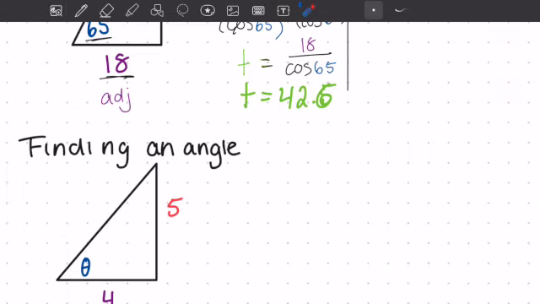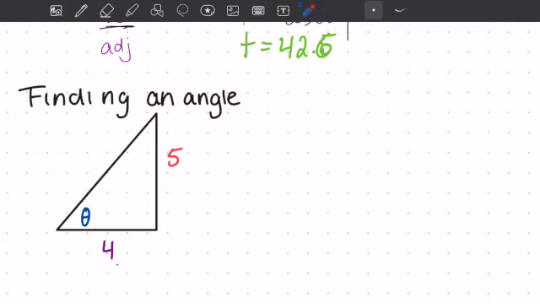Okay, so we've just learned the two different ways to find a side. Now we're going to go over finding an angle. So I am given two sides here. I'm given my 5 for one leg of my triangle and 4 on another leg of my triangle. And I have theta, which is my unknown angle.